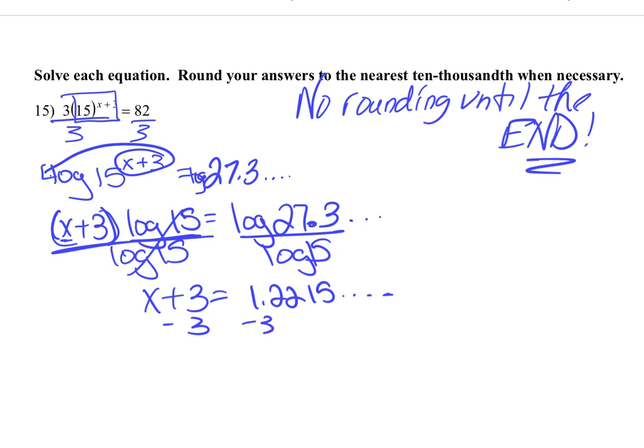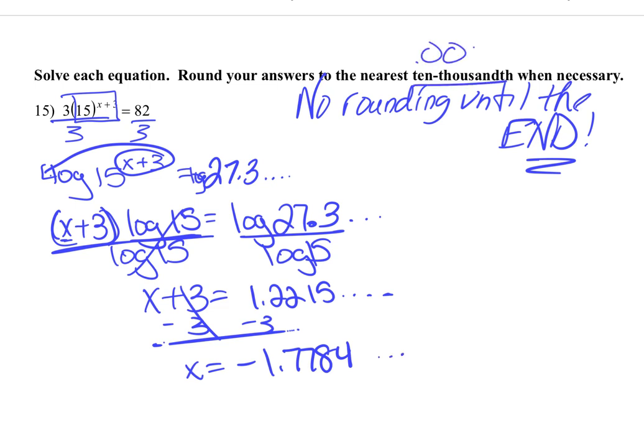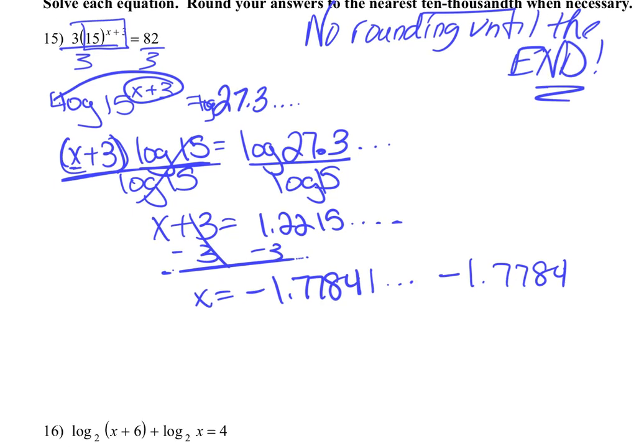Then leave it in your calculator and simply subtract 3. Remember, I haven't rounded yet. I'm just not writing it all out. And I get negative 1.7784, etc. And that 10,000th is 4 decimal places. It's your 4th decimal place. So this was actually a 1 here. So rounded it would be negative 1.7784, as long as I didn't screw anything up. Which I hope I didn't.